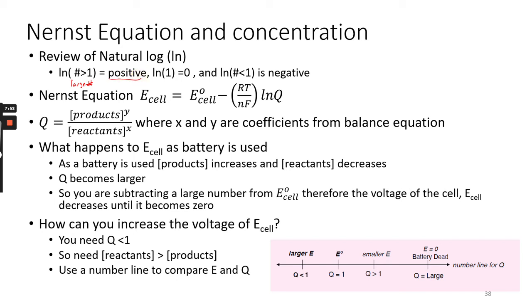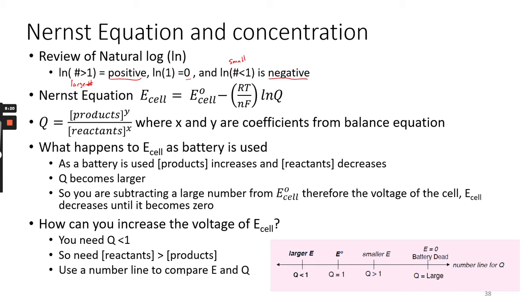Remember, on the multiple choice section of the AP exam, you can't use calculators, so it's important to know these facts about taking logs. If you take the log of 1, that's going to be equal to 0. If you take the log of a small number, a number that is less than 1, you're going to get a negative value. And you can see how knowing the sign of log Q will tell you if the potential of your cell is going to increase or decrease.